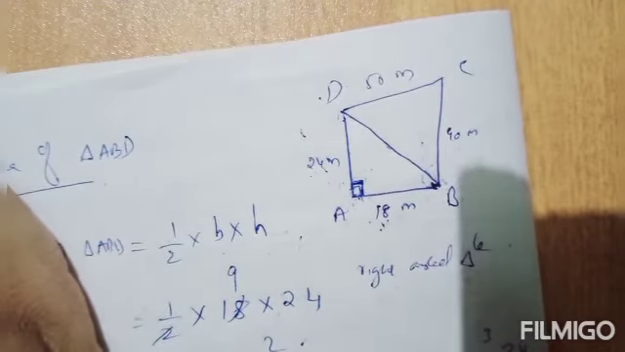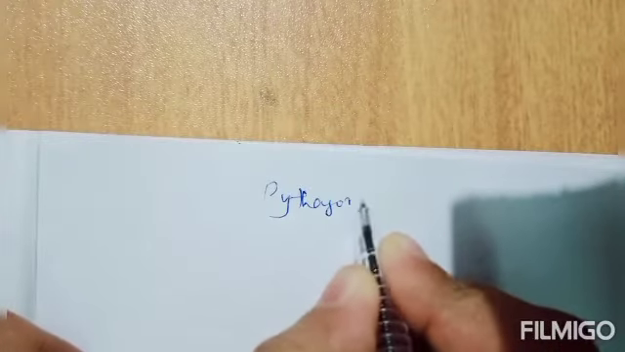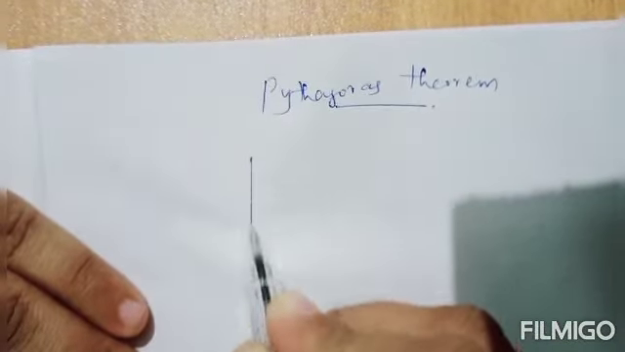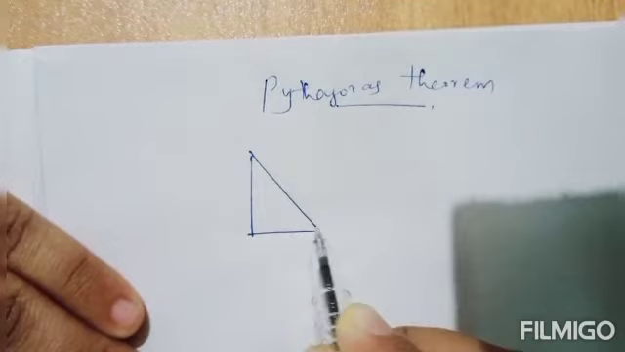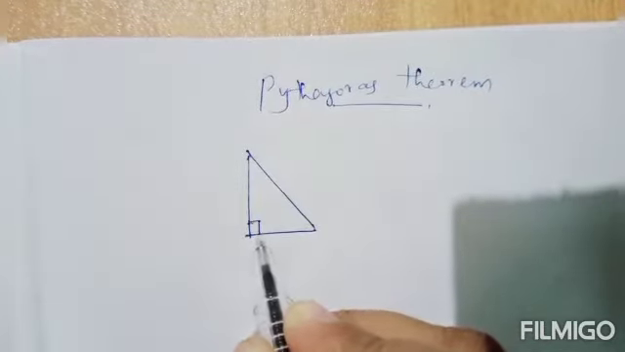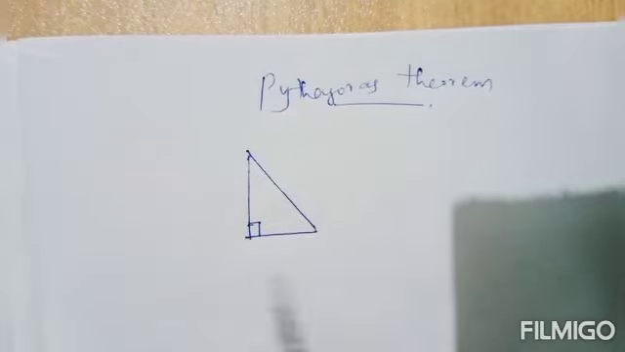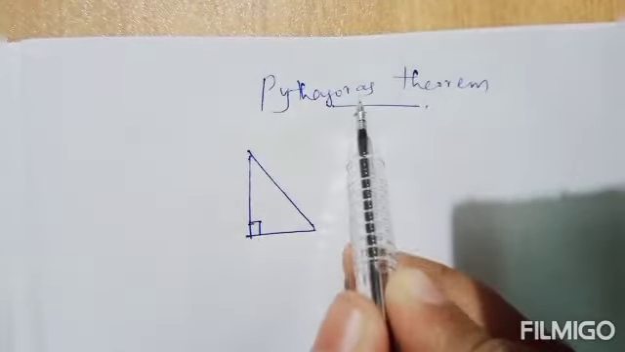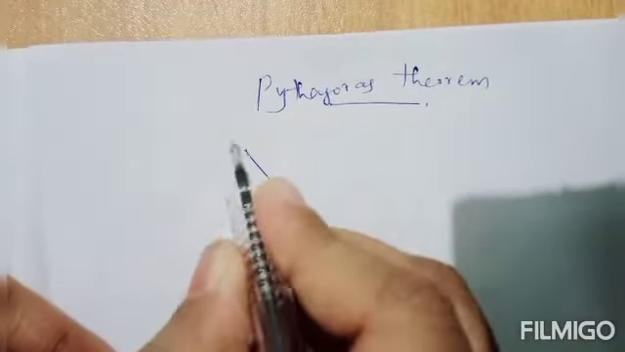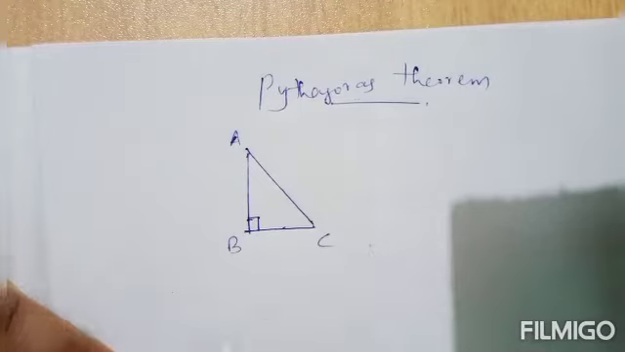Okay, so before finding that, you have to know one theorem. It is called the Pythagoras theorem. This is an important theorem. The Pythagoras theorem we can apply in a right angled triangle only. That is, if one angle of a triangle is 90 degrees, it is a right angled triangle. So let this be triangle ABC.